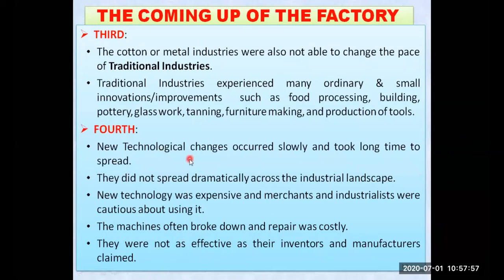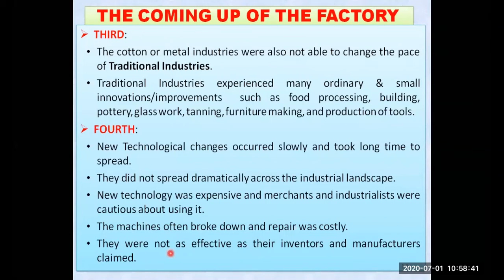Which one? New technological changes were not quite as effective as their inventors and manufacturers claimed. कभी कभी होता है ना, कोई मशीन आता है तो उसके इन्वेंटर जो होते हैं या उसके मैन्युफैक्चरर्स हैं बहुत सारे दावा करते हैं. They used to promise a lot of things: that their product will produce quality goods, it will take less time, it will not break down, and it will last long. Such features of the new machines were claimed by the inventors and manufacturers, but those claims were false.